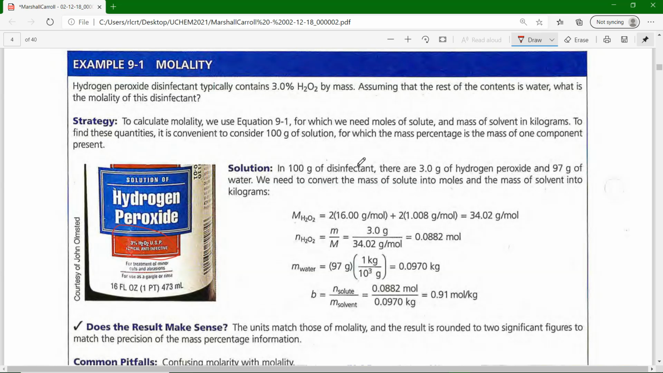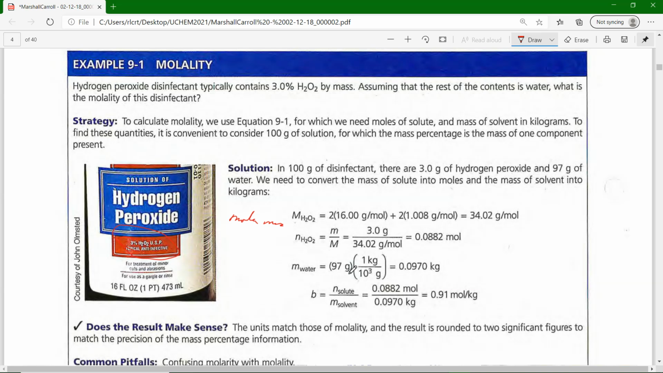Now what did they want us to get? The molality. So we have the molar mass of H2O2, and then we can get the moles of H2O2, which is the grams, 3 grams over 34.02, so 0.0882 moles. And the mass of water is 0.097 kilograms, 97 over 1,000. So molality is moles of solute over kilograms of solvent. There's your units, moles per kilogram. So 0.0882 moles divided by 0.097 kilograms.